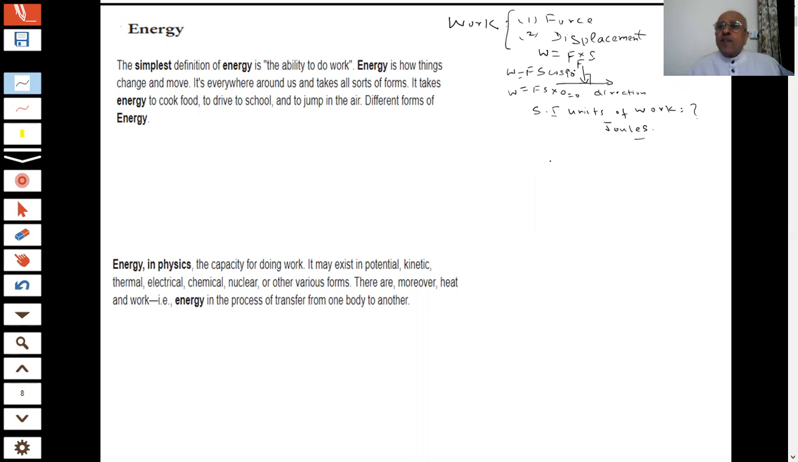You can walk, you can do bicycling, and you are doing some work, but you will need energy to do the work. Yes or no? So what we are saying is, without energy, no work can be done. Tell me, can we do the work without energy? No, sir. Okay.